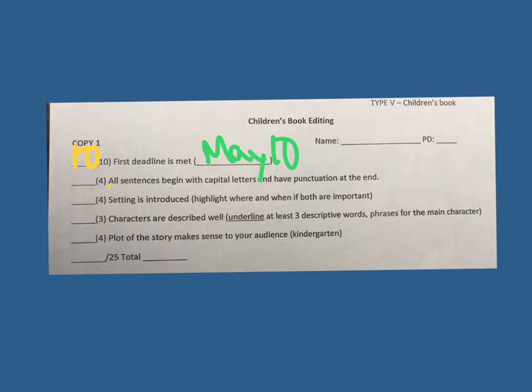The next thing we're going to look at is that all sentences begin with capital letters and have punctuation at the end. That could be a period, question mark, exclamation point, that sort of thing. We're all in high school. We should be able to have capital letters and punctuation at the end of each sentence.